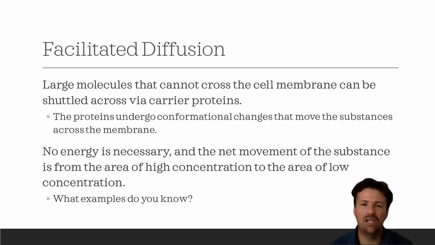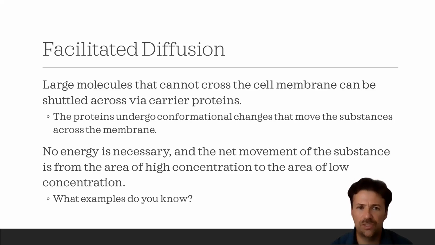Now, sometimes you have a large molecule in a high concentration outside the cell membrane, and it wants to diffuse down the membrane, but it can't. It can't pass through the membrane by simple diffusion. In this case, we can use a carrier protein to shuttle the substance across the membrane. When this happens, the protein undergoes a conformational change. It binds the substance on one side, changes its conformation, and transports the substance to the other side. And we call this process facilitated diffusion.